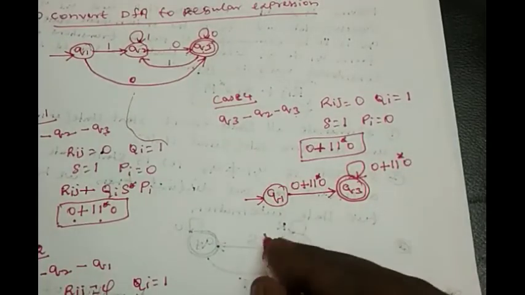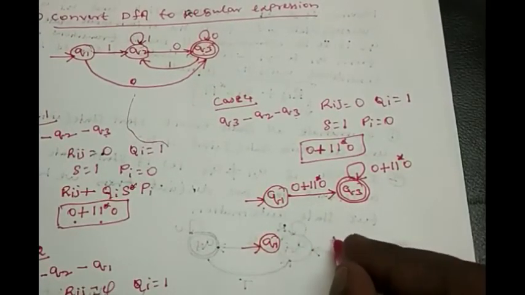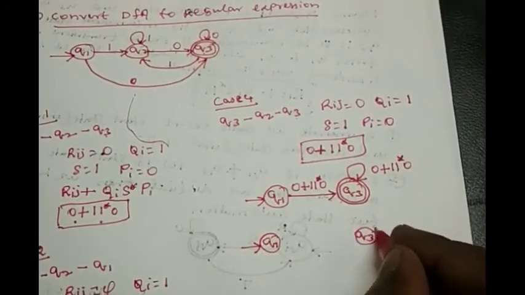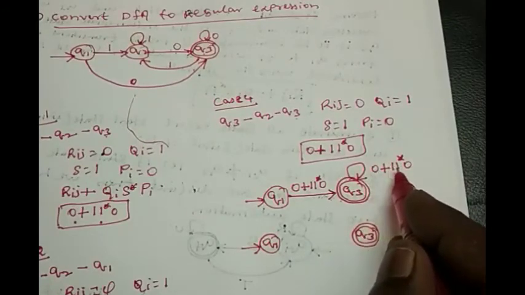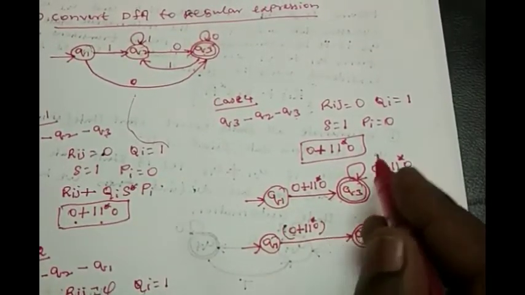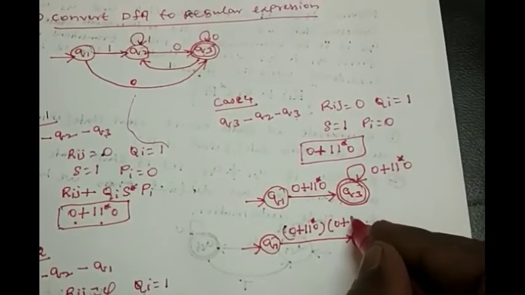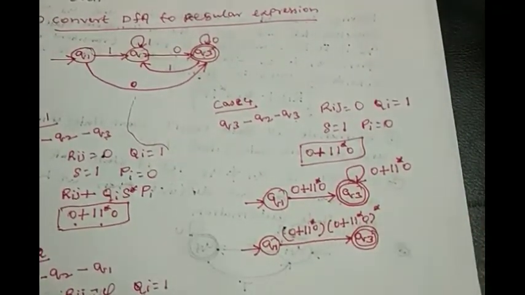Now you can just take this self loop away. So how to take this self loop away? You can just use Q1 and Q3. Eliminate that self loop. That self loop is whatever is going to repeat. The 0 plus 1 star 0 is going to be repeated. So here you have 0 plus 1 star 0. This is one regular expression, and this one is going to be repeated. So I use 0 plus 1 star 0 whole star. Whole star means it can be repeated any number of times.